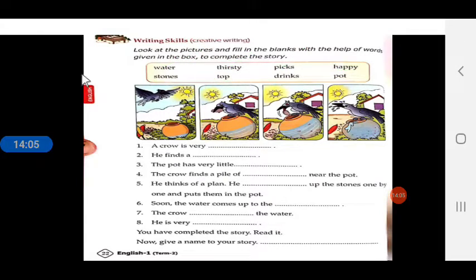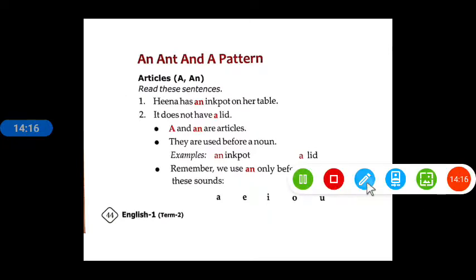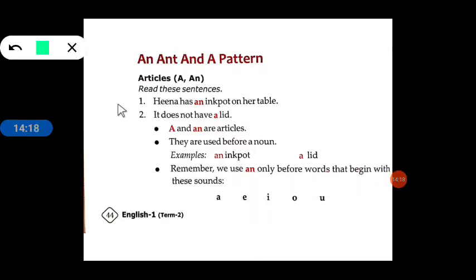Now let us go to the grammar part, my dear students. Let me switch to the next page. Dear students, all of you open page number 44. Here you can see "An Ant and a Pattern", that lesson's grammar part. So the topic is articles. What is the topic? Articles.